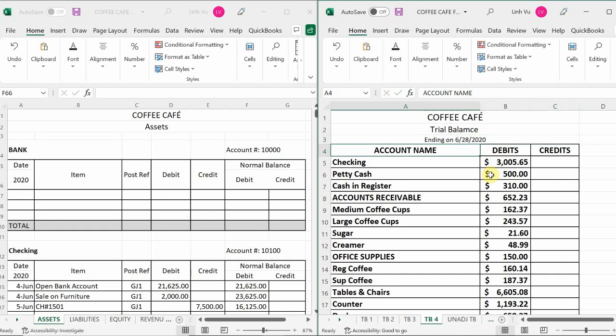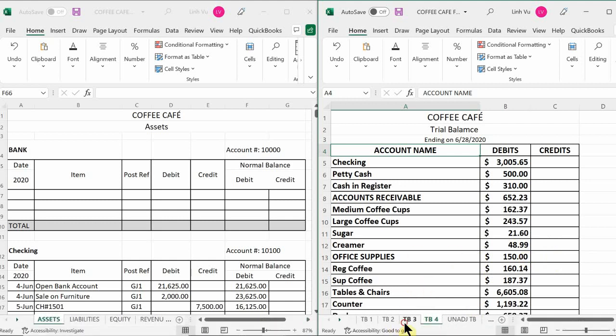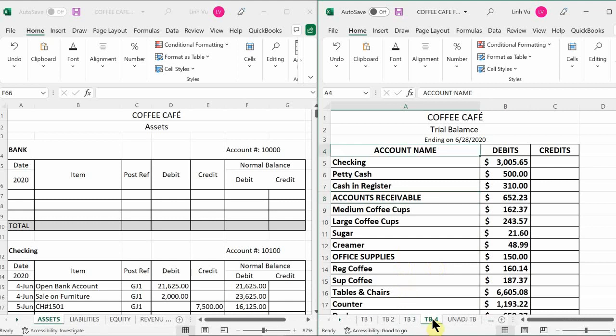Any changes I make here will not affect my trial balance 3. Trial balance 3 is done. We just made a copy of it. So anything I change on the new trial balance sheet will not affect this one. But you want to make sure that you are on trial balance 4, because the numbers all look the same. So we're going to go down through each account and plug in all our numbers.